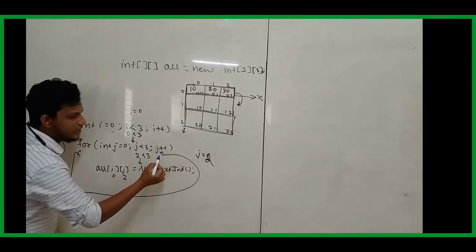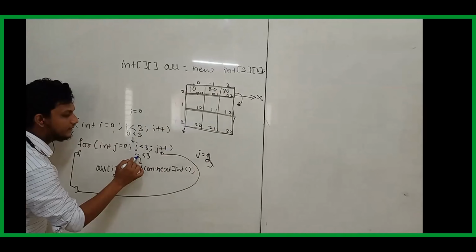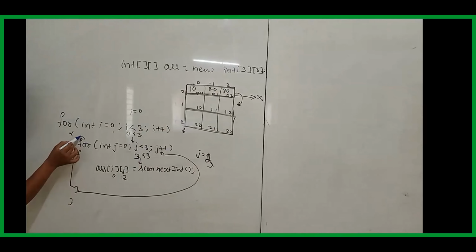After that, what will happen? I'll increment the j value again. j value will become 3 now. Now tell me, is 3 less than 3? No, right? Then control will come out of this for loop. But tell me, is this for loop inside that for loop? Right? This for loop is inside that for loop. Then it will come out of this for loop and it will catch here.